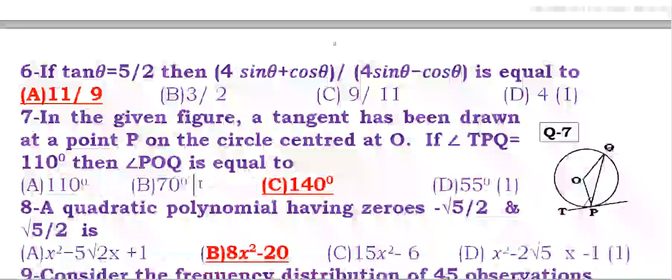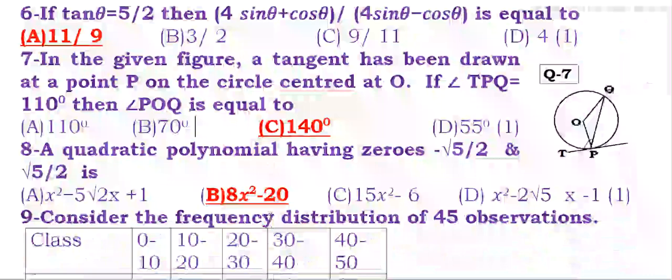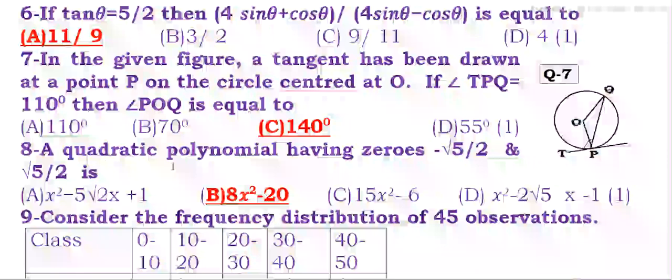Then is the question number A. The zeros are minus root 5 by 2 and root 5 by 2. The sum of the zeros is 0 and the product is equal to minus 5 by 4. So the equation will be x square minus 5 by 4, and this equation may be taken as 4x square minus 5.